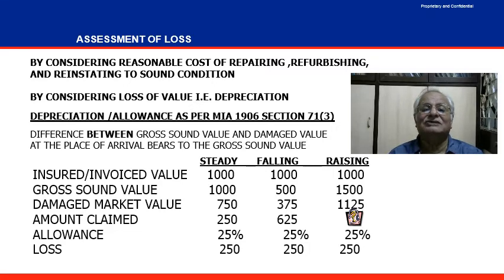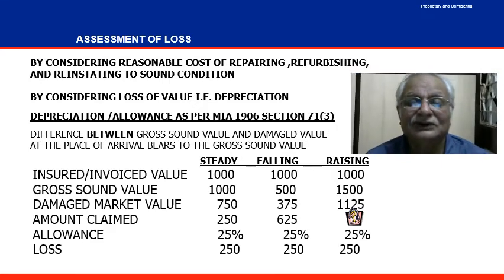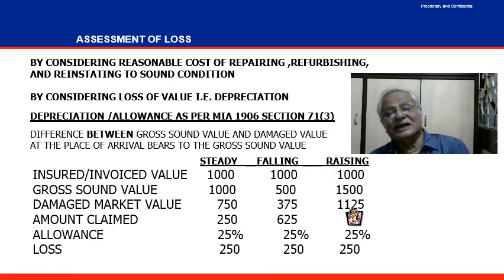Sound market value of the goods is 500. What is damaged market value? It is 375. So 500 minus 375, divided by 500, multiplied by 100, comes to 25%. Now these 25% are applicable on the sum insured, which is 1,000, and it will come to 250 rupees, dollars, whatever you call it. Now coming to the rising market.